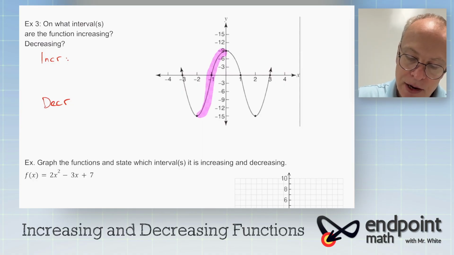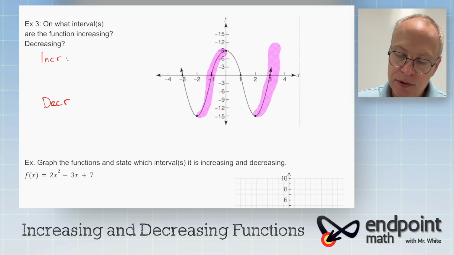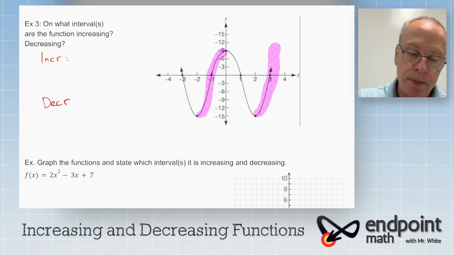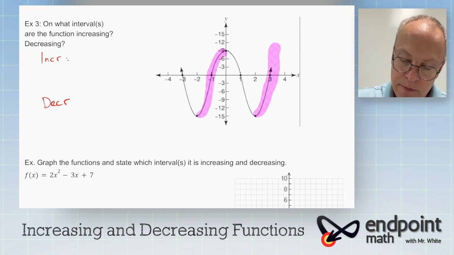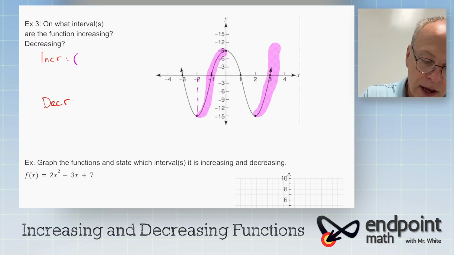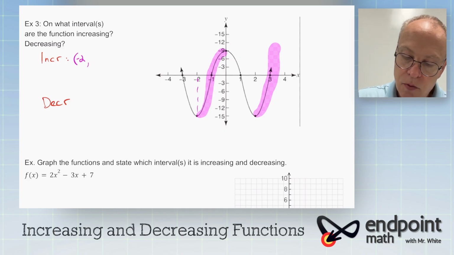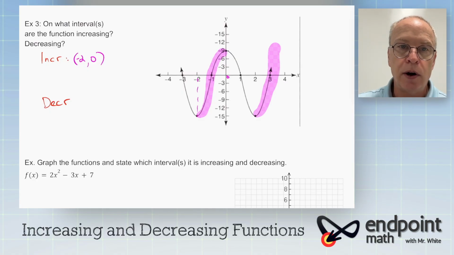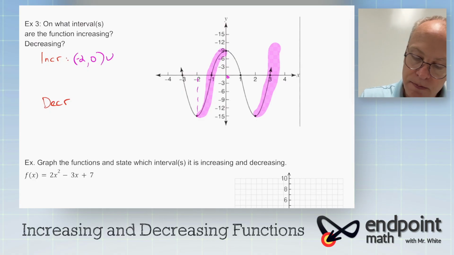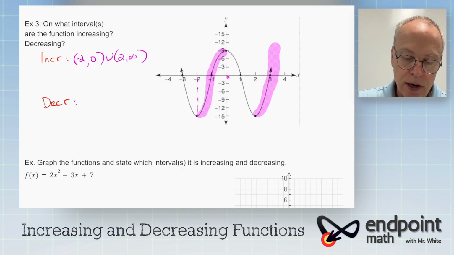Looks like it's increasing like this. That's when it's going up. So increasing would be from negative 2 all the way to 0. This is x equals 0. I notice a lot of students put 9 there. It's so tempting to put 9 there. But it's at 0, 9 is where it happens. Union to infinity. Now, when is it decreasing?